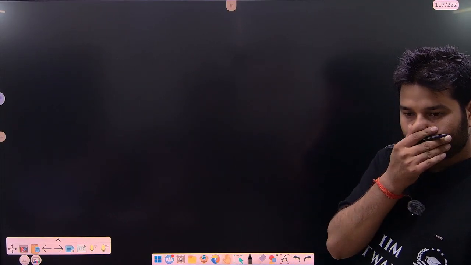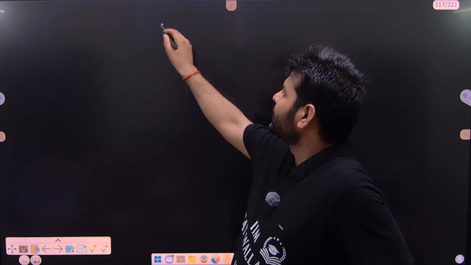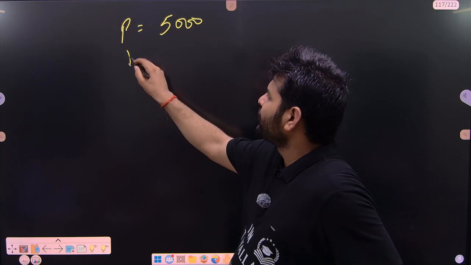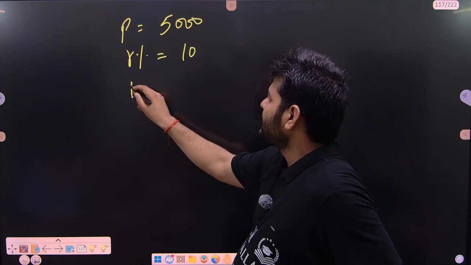Now what is the sort method? Suppose we have, guys, you need not write even a single thing. Pay 100% attention. It's not a question, it's a concept. You need to understand the concept. Suppose I have 5,000 rupees principal, rate of interest is 10% and time is 2 years.